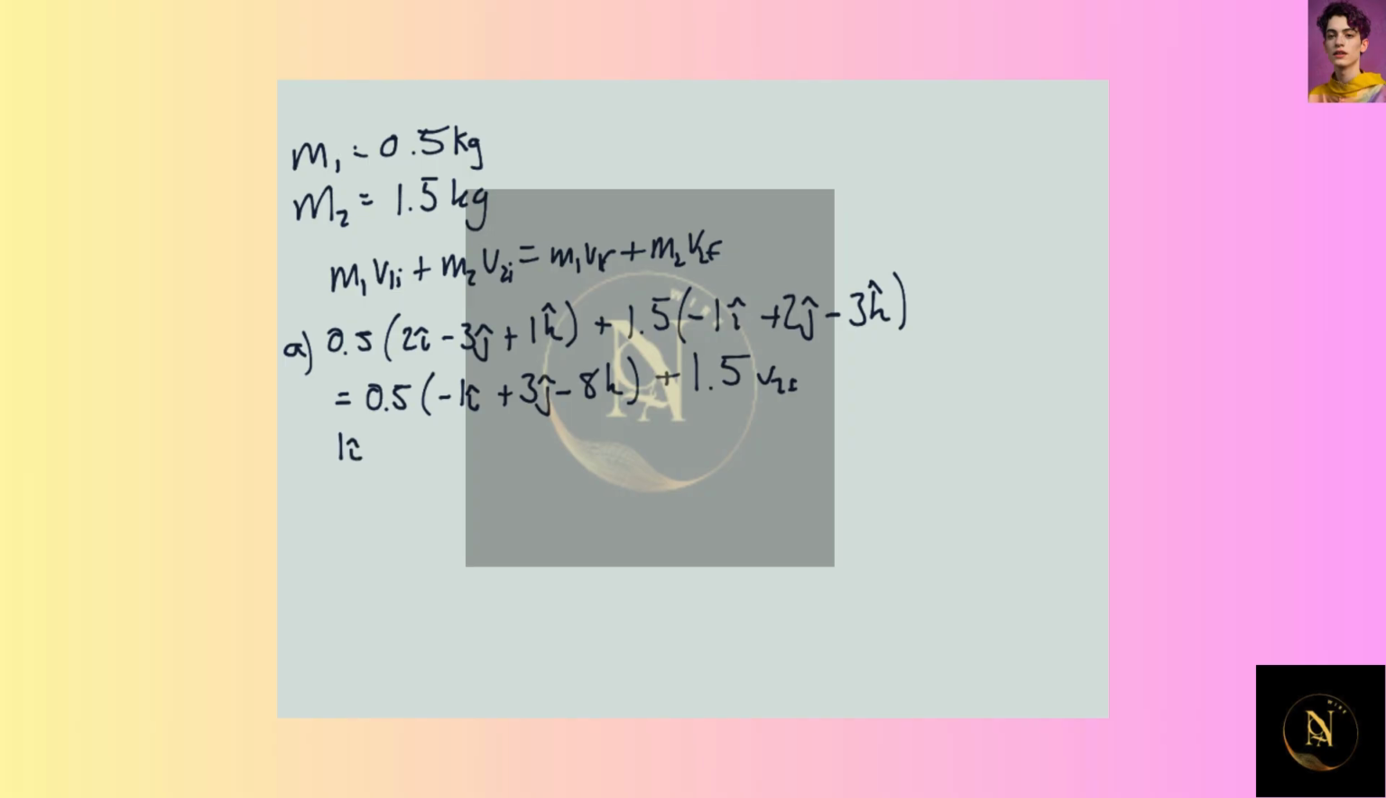From the first one we have 1i minus 1.5j plus 0.5k, minus 1.5i because of that negative 1, plus 3j minus 4.5k, which is equal to negative 0.5i plus 1.5j minus 4k, plus the 1.5 V2F.